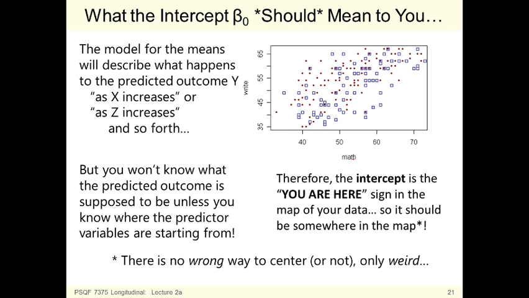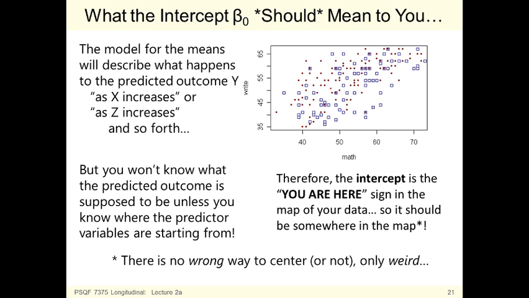Otherwise, if you forget to center math, and you don't have a value of 0 that means something besides 0, then you'd actually be clear over here somewhere. You would be trying to predict the writing score for someone with absolutely no math ability, which may not even be possible for the test. So you're not even in the map. You're out in the parking lot somewhere trying to figure out how to get yourself some lunch. That's not helpful.